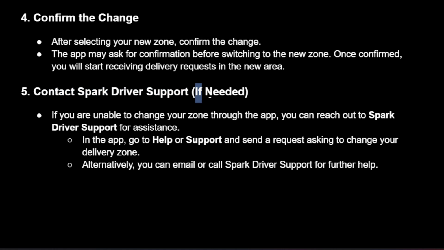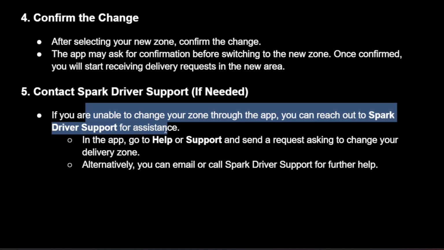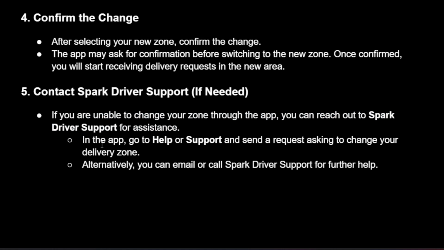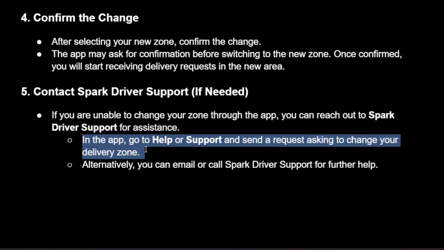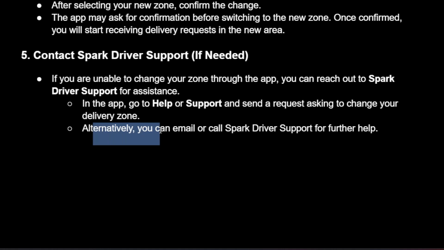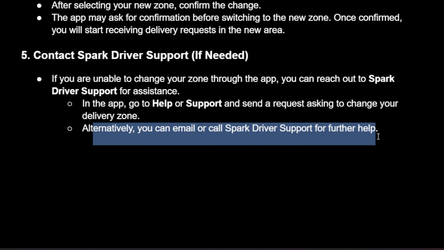Contact Spark Driver Support if needed. If you're unable to change your zone through the app, you can reach out to Spark Driver Support for assistance, and you can do that by opening up the app, going to the Help or Support section, and sending a request asking to change your delivery zone. Alternatively, you can email or call Spark Driver Support for further help.